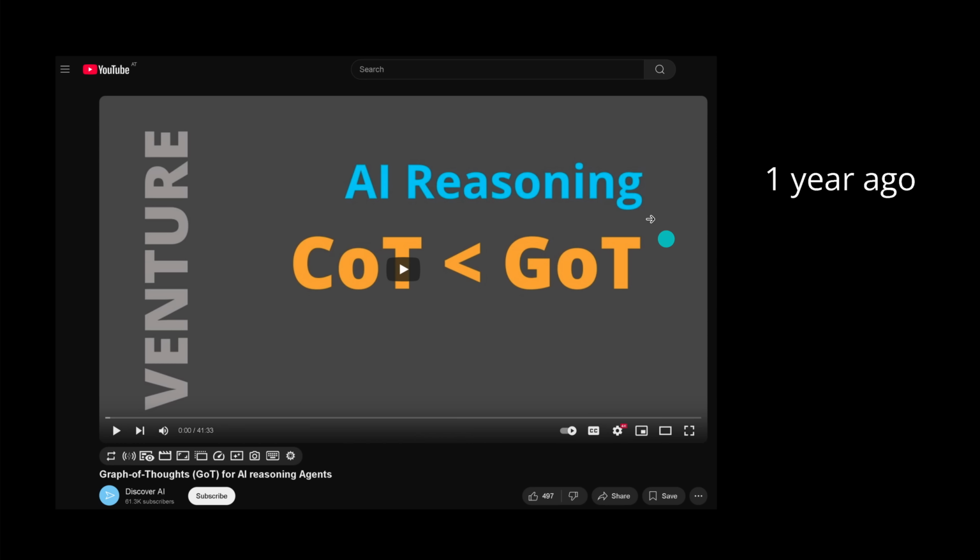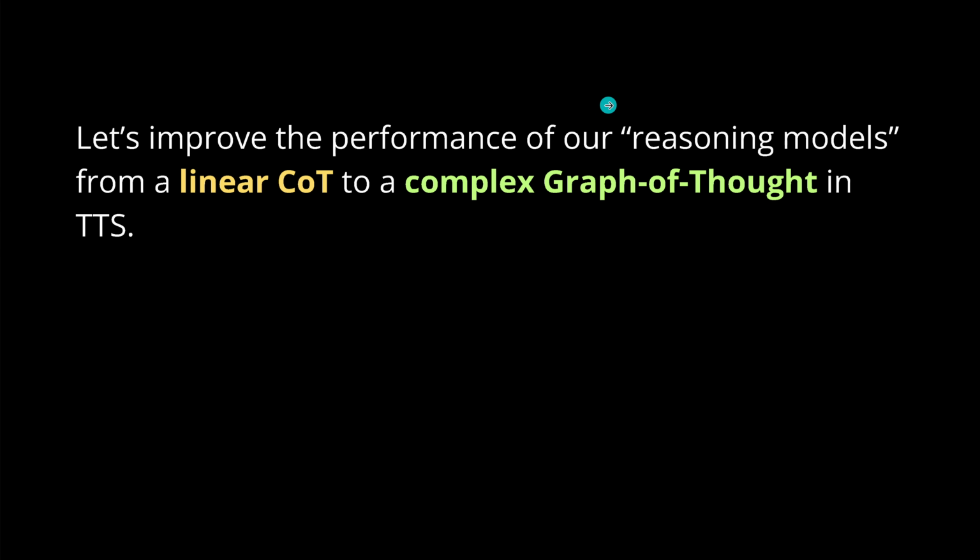And you might say, graph of thought? Do you have a video about this? Yes, of course. It's more than a year ago that I showed you the AI reasoning for how you can build a graph of thought and that it is better than a chain of thought. So let's now improve the performance of our reasoning models.